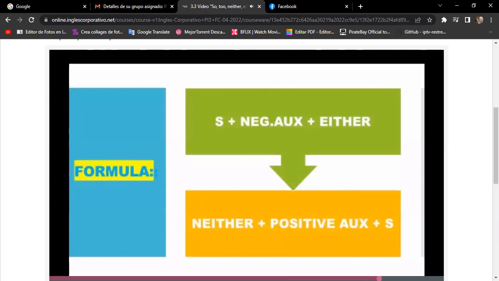I'll leave you with the formula so you understand it better. Subject plus negative auxiliary plus either. Notice either goes at the end. Neither plus positive auxiliary plus subject. Notice neither goes at the beginning.